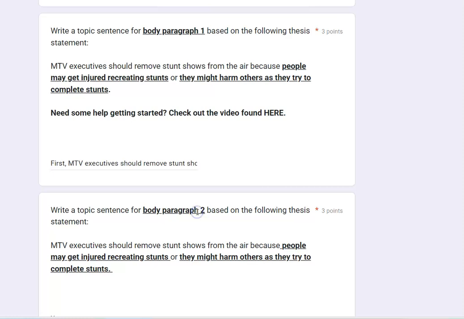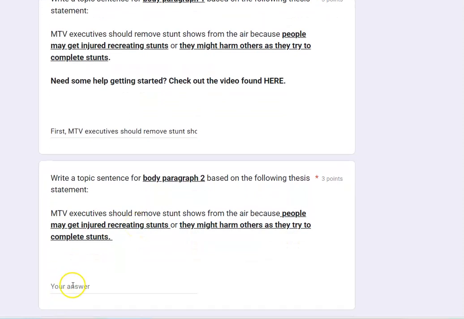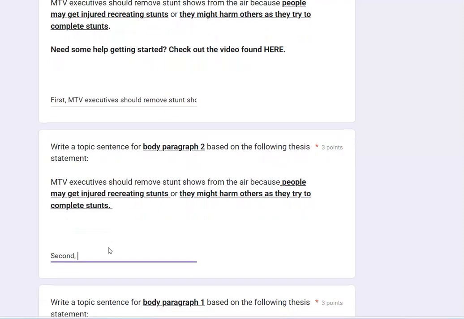All right, if we're moving on to our next question, we're going to repeat that same process, but you're going to notice this time it tells us we are writing a topic sentence for body paragraph number 2, which means our transition word at the beginning of our sentence needs to change. For body paragraph number 1, we use the transition word first. For this one, we could use the transition word next, followed by a comma, or we could say second, followed by a comma.